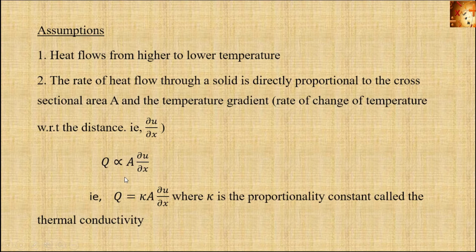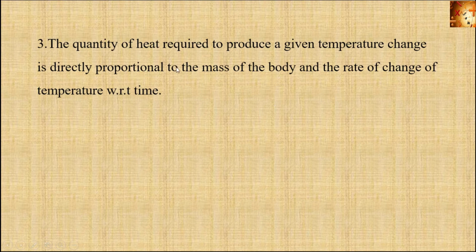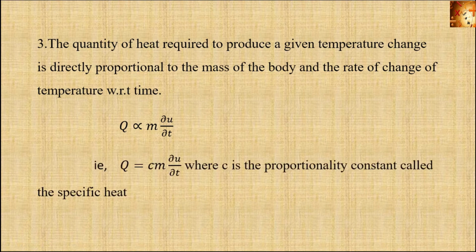And the next assumption is that the quantity of heat required to produce a given temperature change is directly proportional to the mass of the body and the rate of change of temperature with respect to time. That is, Q is directly proportional to m ∂u/∂t. Then, changing the proportionality sign, we introduce a proportionality constant, that is, Q = Cm ∂u/∂t, where C is the proportionality constant, which is called the specific heat. Using these three assumptions, we are going to derive the heat equation.